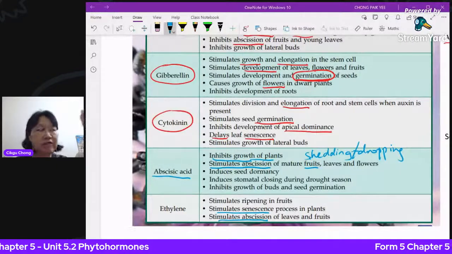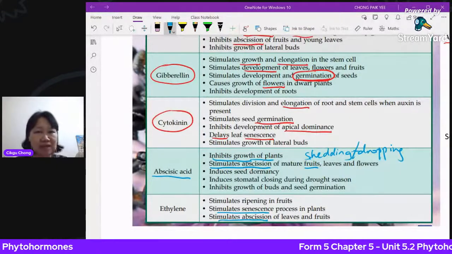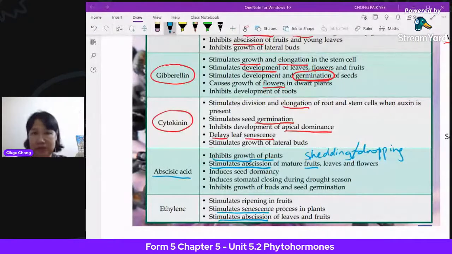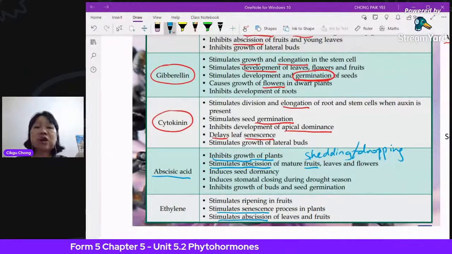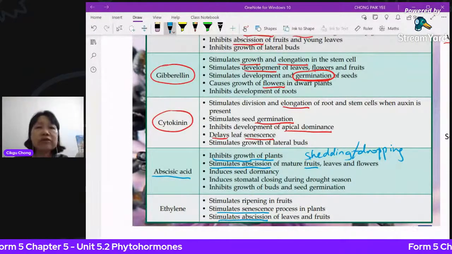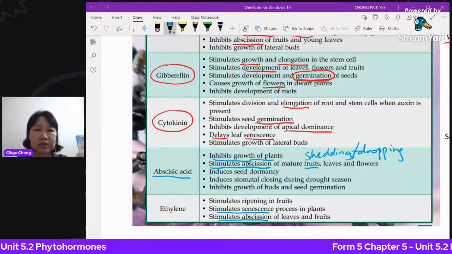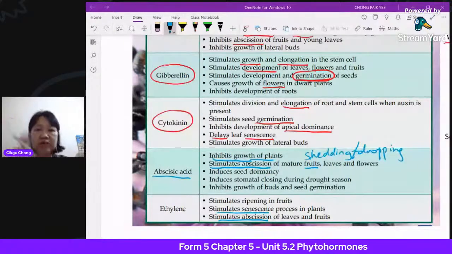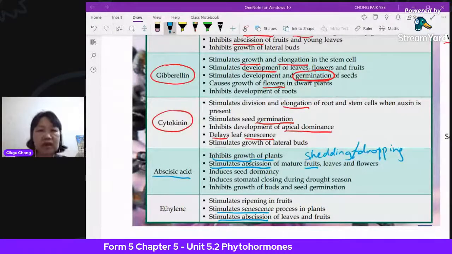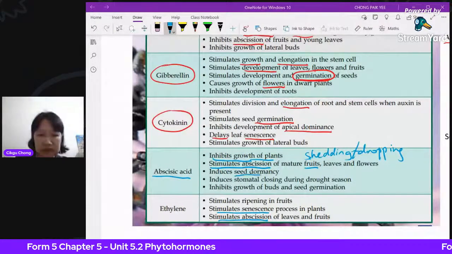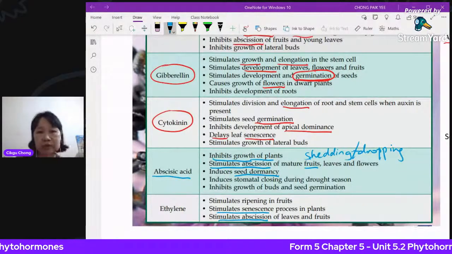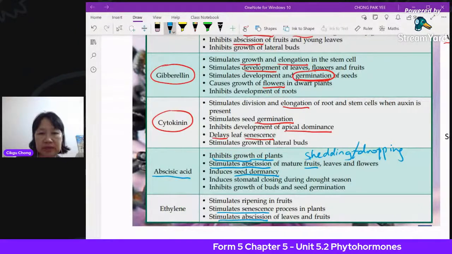So for fruit that's already ripe, if you don't pluck it at the right time and you leave it there, it's not going to stay there forever. It's going to drop because it's already old. It drops by itself because the stem will start to dry up because of abscisic acid. Okay, so it induces seed dormancy. Now, dormancy means the seed is not going to grow. Dormant is like resting, a resting stage.